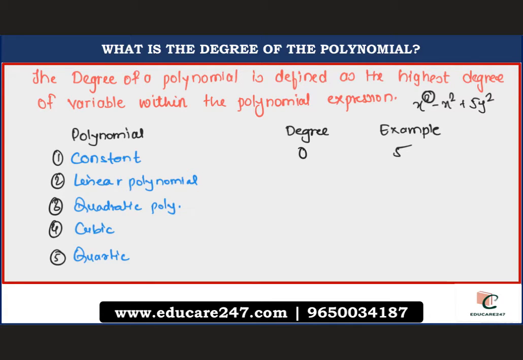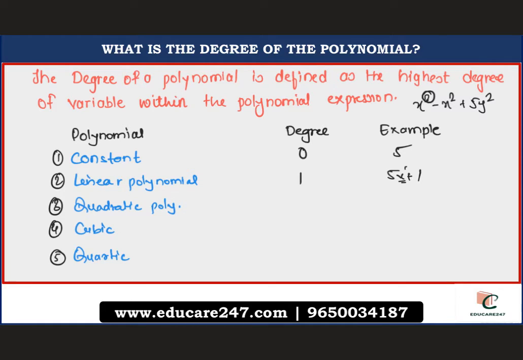For a linear polynomial, degree is always 1. An example of a linear polynomial will be, say, 5x plus 1. Over here only x is the variable, and what is the exponent of x? What is the power? It's 1. Hence, the highest power of variable is 1. Hence, for any linear polynomial, degree is always 1.